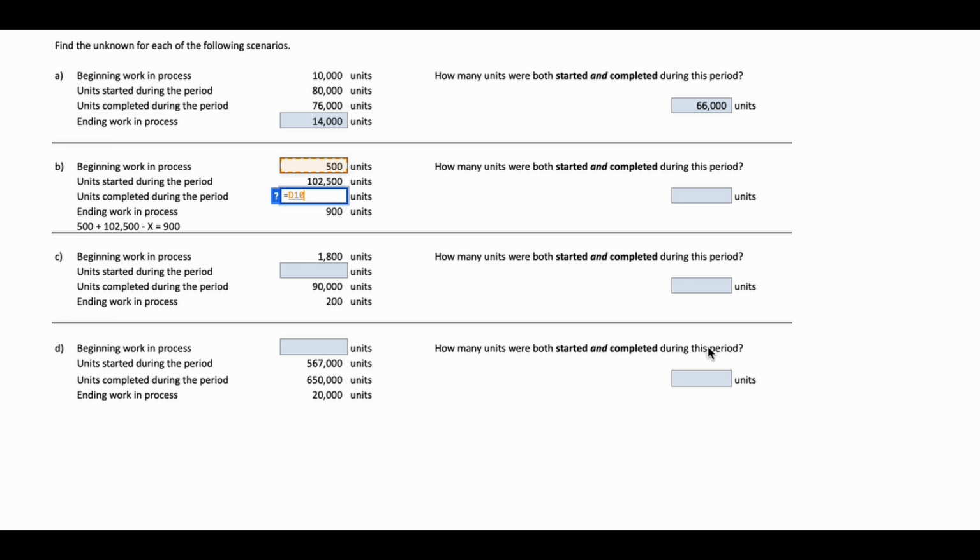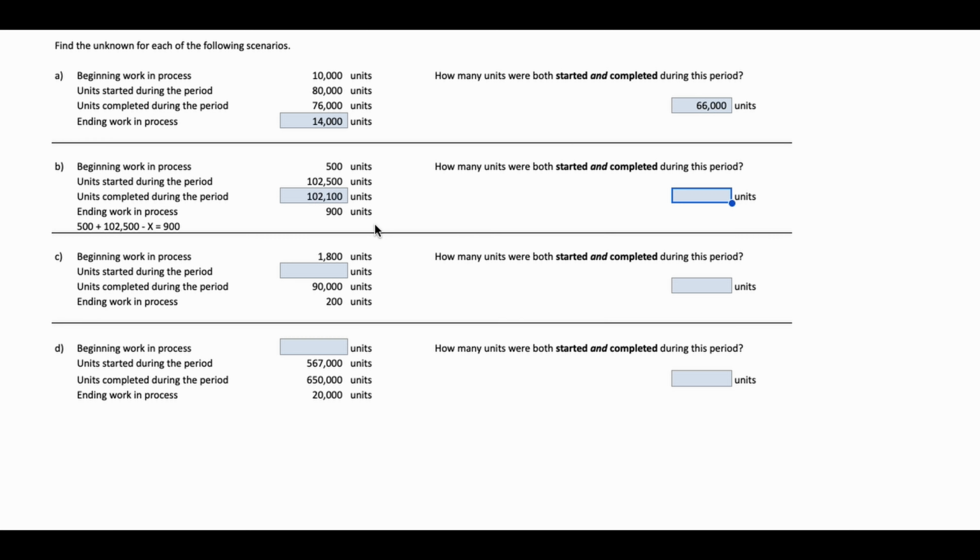I have my 500 plus my 102,500. I'm isolating this for x, so in essence, I'm going to add x to both sides and subtract 900 from both sides. And that's going to give me 102,100 units. Now we're going to use this same information to come up with the started and completed.